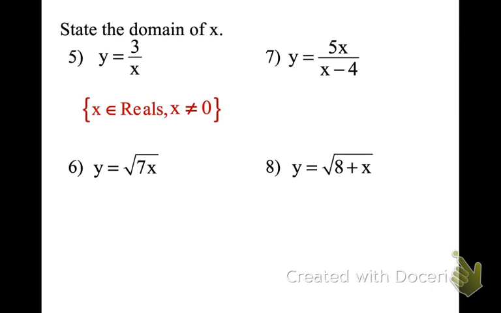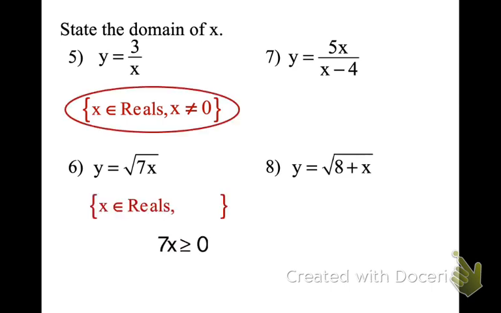All right, let's check. So we're going to set that 7x greater than or equal to 0. I'm dividing both sides, and x is greater than or equal to 0. So x is an element of the reals, but x has to be greater than or equal to 0.